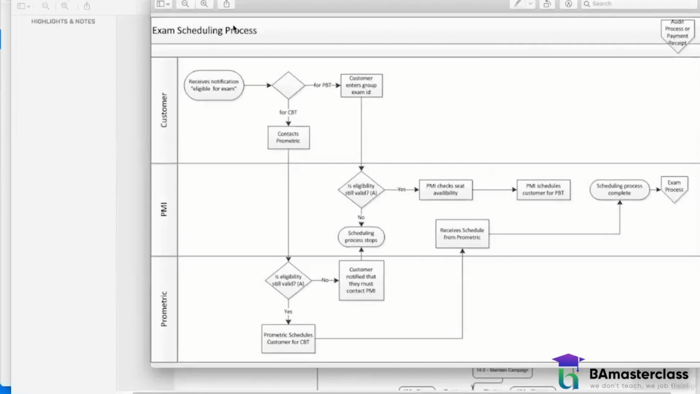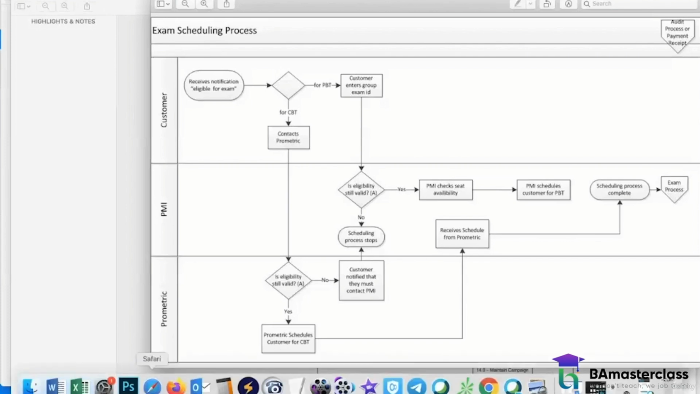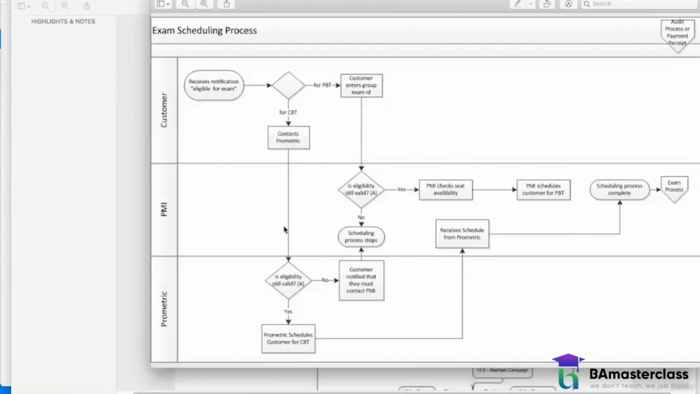So let's write it down. An activity diagram may also be referred to as a swim lane diagram.